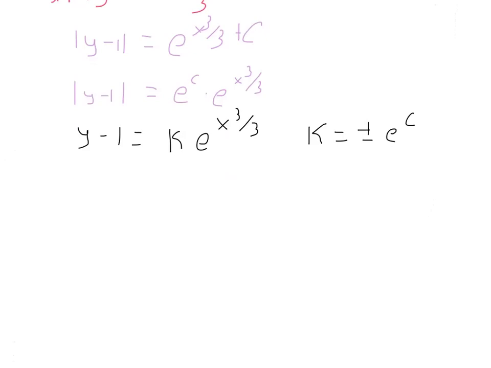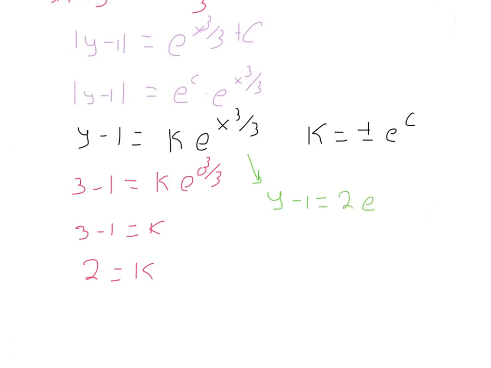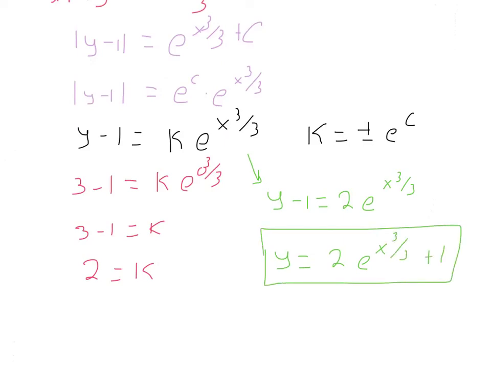So now, using our initial condition, 3 minus 1 is equal to k times e to the 0 to the third over 3. 3 minus 1 is equal to k. 2 is equal to k. If I look right here, now knowing what k is, y minus 1 is equal to 2 e to the x to the third over 3. y is equal to 2 e to the x to the third over 3 plus 1. And here is our particular solution.